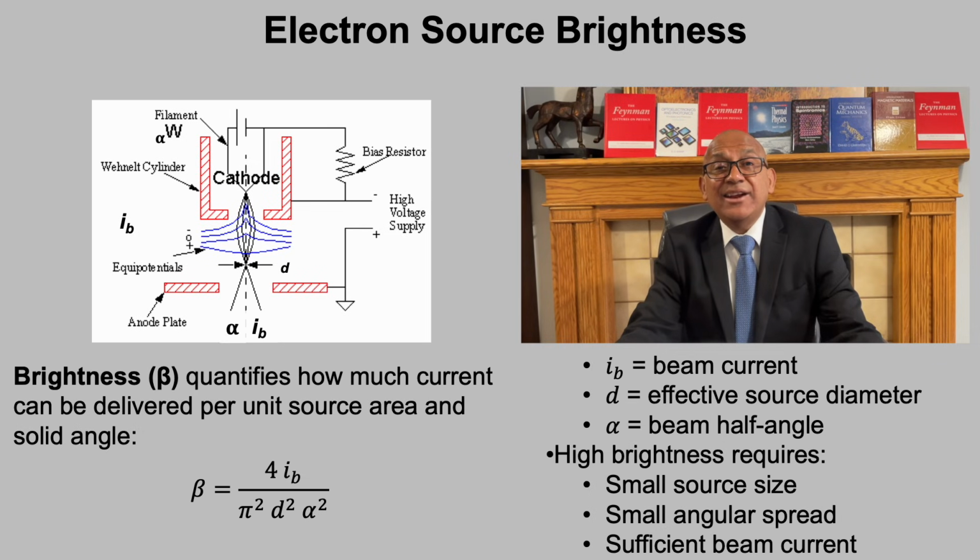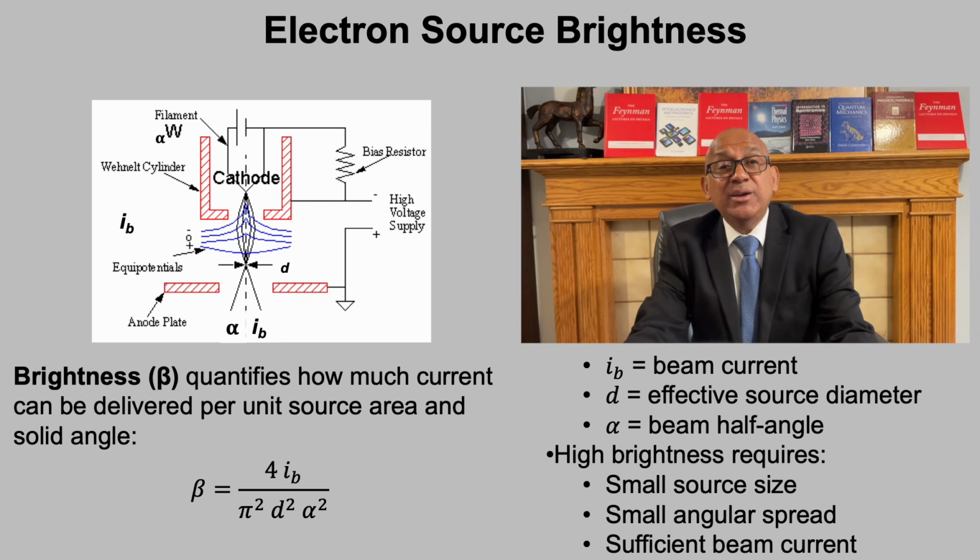Mathematically, the brightness beta is given by beta equals 4 times the beam current divided by pi squared, the square of the source diameter and the square of the beam half angle. Here I_B is the beam current emitted by the source, D is the effective diameter of the electron source, and alpha is the angular spread of the beam as it leaves the source.